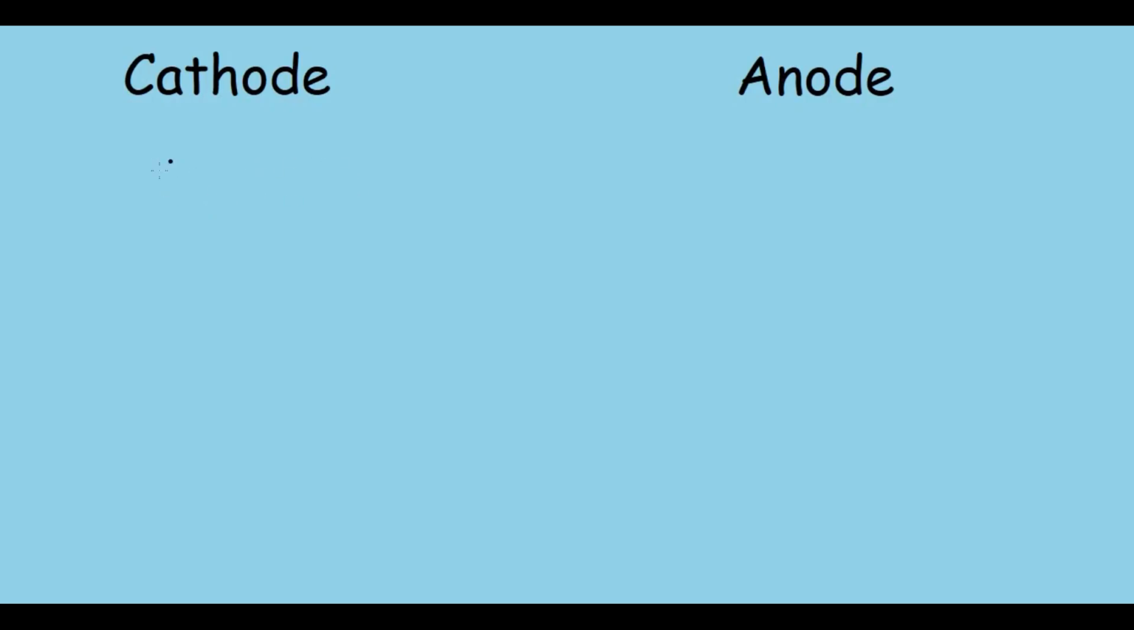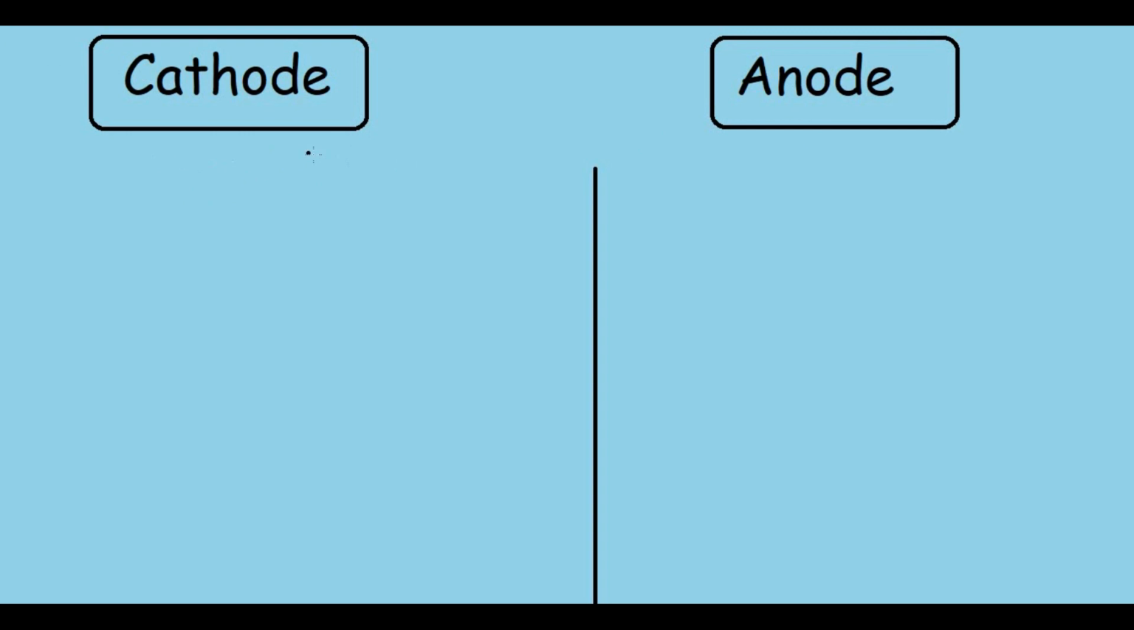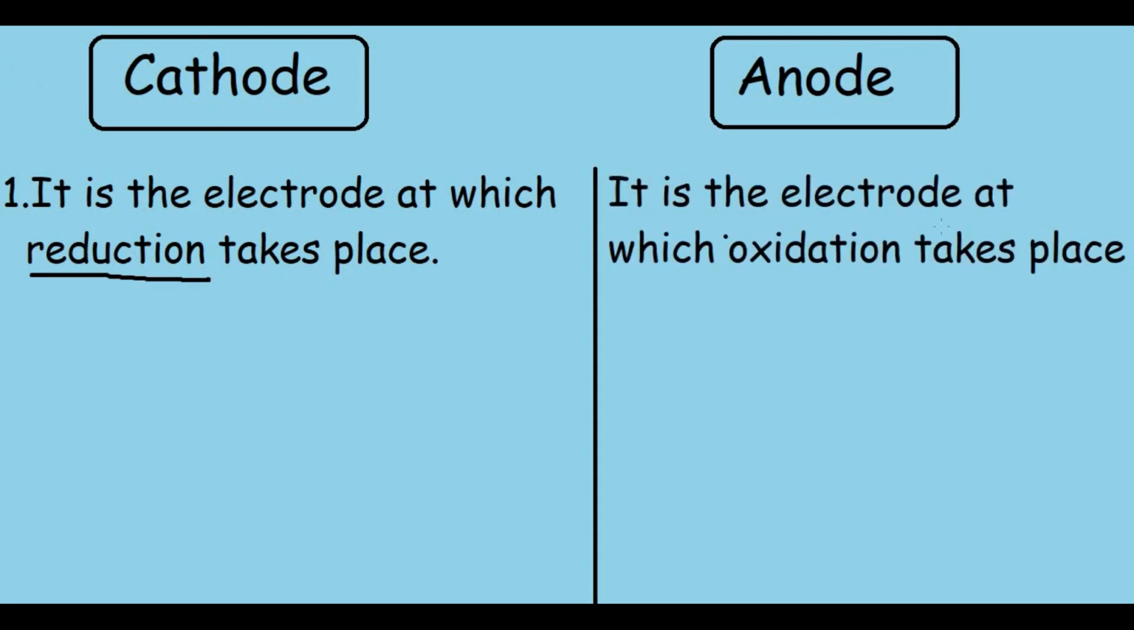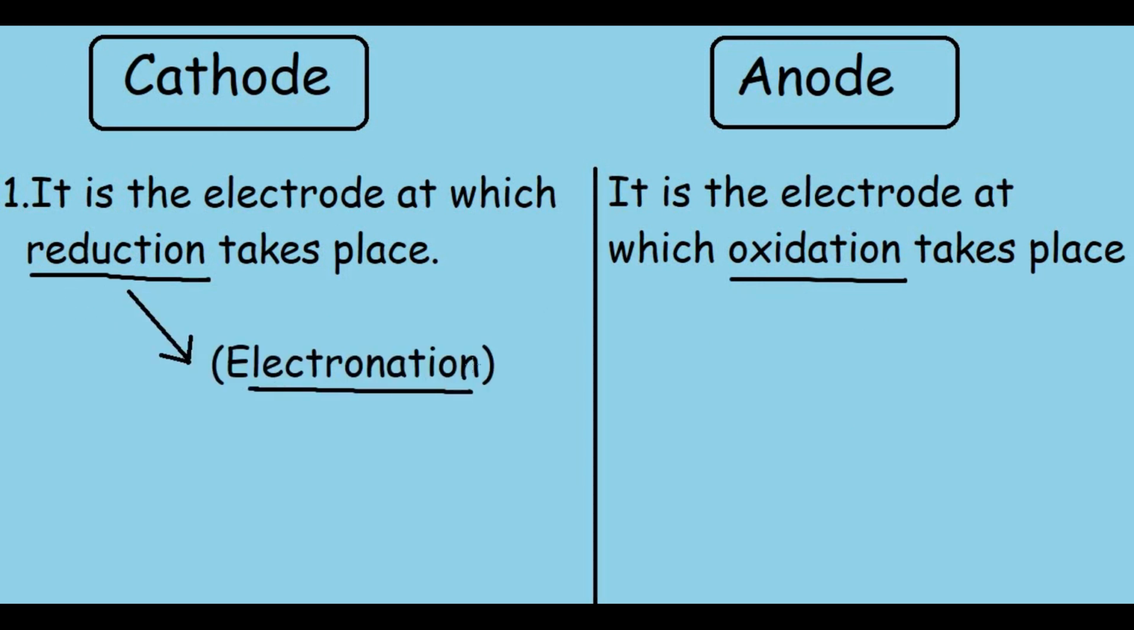In this short video, I am going to explain the differences between a cathode and an anode. The first point: cathode is the electrode at which reduction takes place. For anode, it is the electrode at which oxidation takes place. Now reduction means electronation, which is electron gain, and for anode, oxidation takes place.